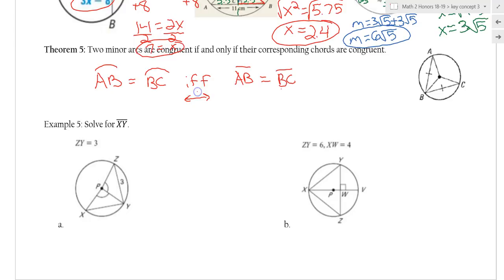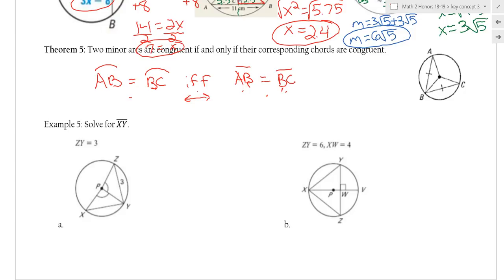Okay, so again, this is kind of part of that geometry stuff that we're throwing in. If I know my two arcs are congruent, then I can know my two chords are congruent. This if and only if tells me it also works backwards. If these are congruent, then this is congruent. Okay? Not everything works backwards in this way.